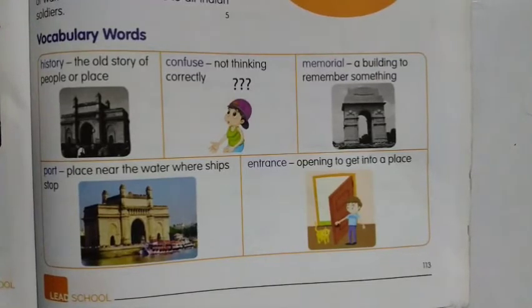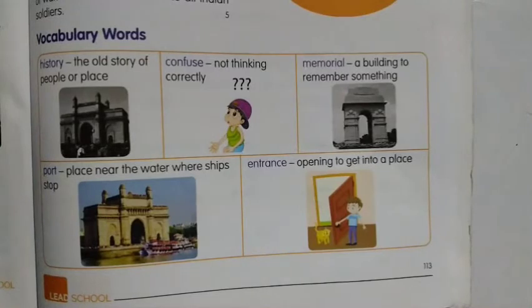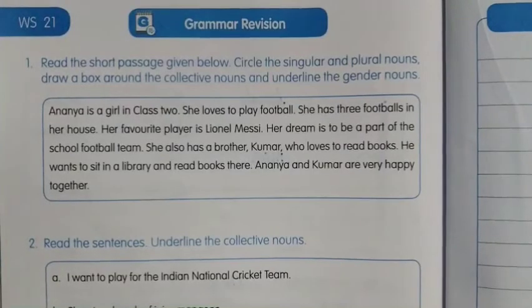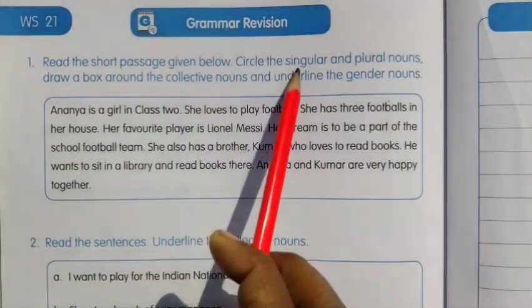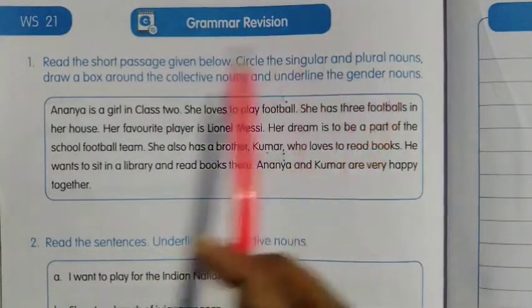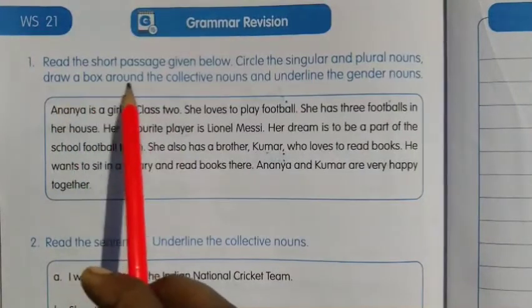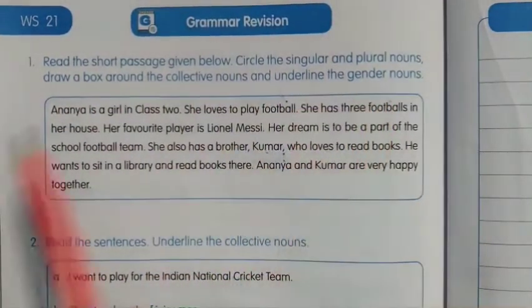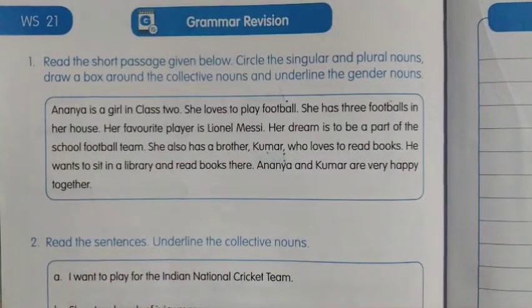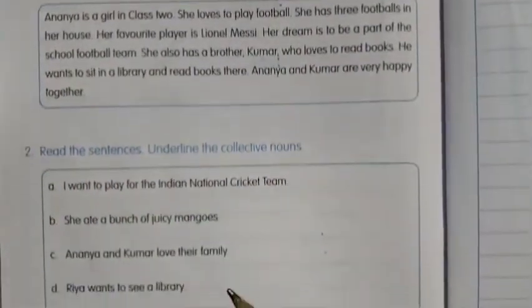For our grammar part, are all of you ready with your worksheet 21? I'm going to start the countdown. 3, 2, 1, 0. Look at the first question. Read the short passage given below. Circle the singular and plural nouns. Draw a box around the collective nouns and underline the gender nouns. Just do it on your own in your workbook.